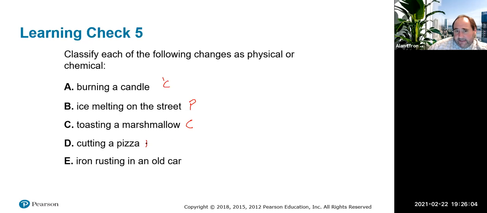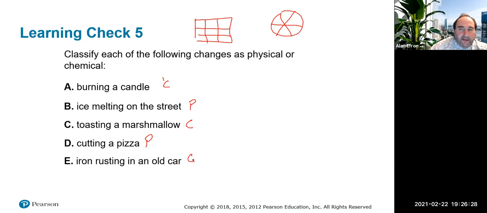Cutting a pizza, that is a physical change, right? It's still fundamentally a pizza, no matter how you cut it. If you do the square cuts or the round cuts, the wedges, that's still all pizza, just different shapes. And obviously, iron rusting on cars, like we were talking about, is basically a chemical change. Any questions on physical changes, chemical changes? Obviously, you need to be able to identify a physical change versus a chemical change, and again, what the differences are between them.